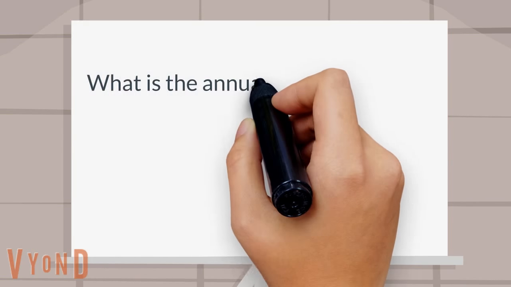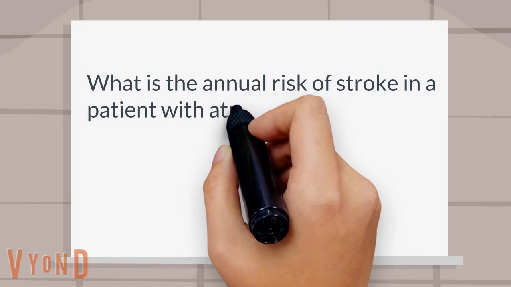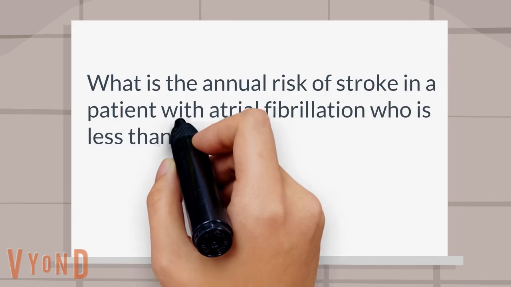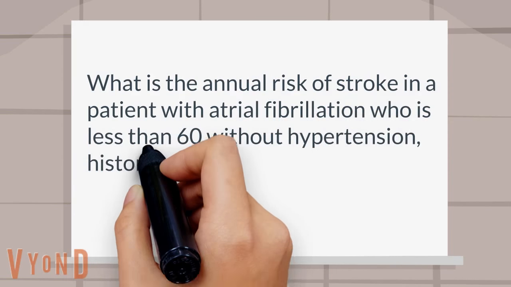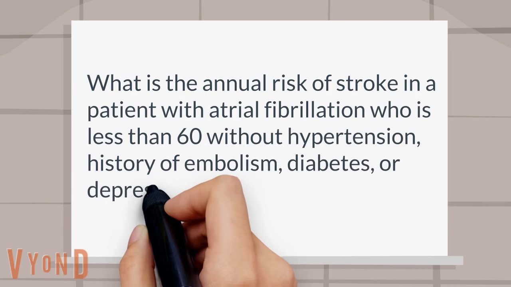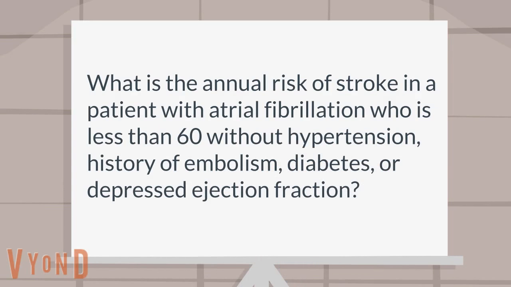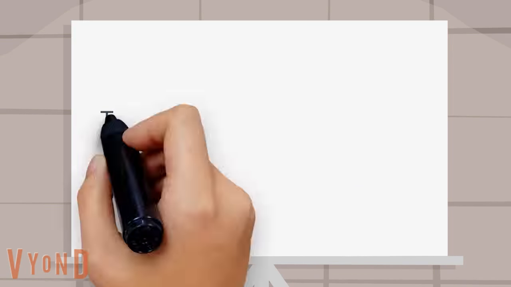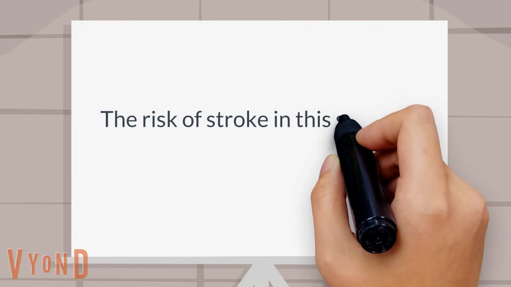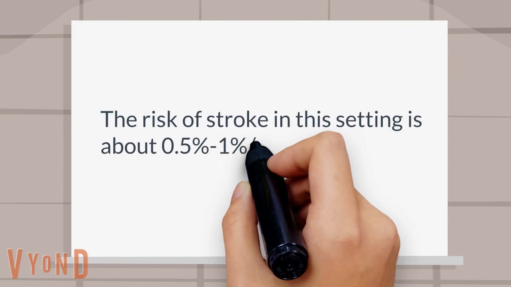What is the annual risk of stroke in a patient with atrial fibrillation who is less than 60 without hypertension, history of embolism, diabetes, or depressed ejection fraction? The risk of stroke in this setting is about 0.5% to 1% per year.